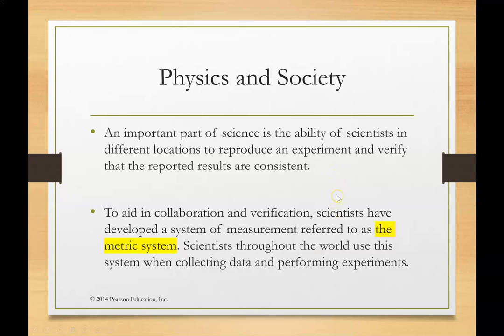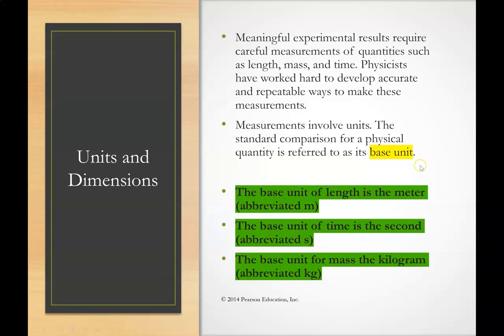We use the metric system because it's the same system that's used globally, and we have to be very consistent so that we can verify the results of people doing experiments all around the world. The base unit is the unit which talks about the quantity that we're going to be measuring. So for example, the base unit for length is a meter, abbreviated with a little m. The base unit for time we're going to use is the second, which is s. And then the base unit for mass that we're going to use in our problems is the kilogram, and that's kg.